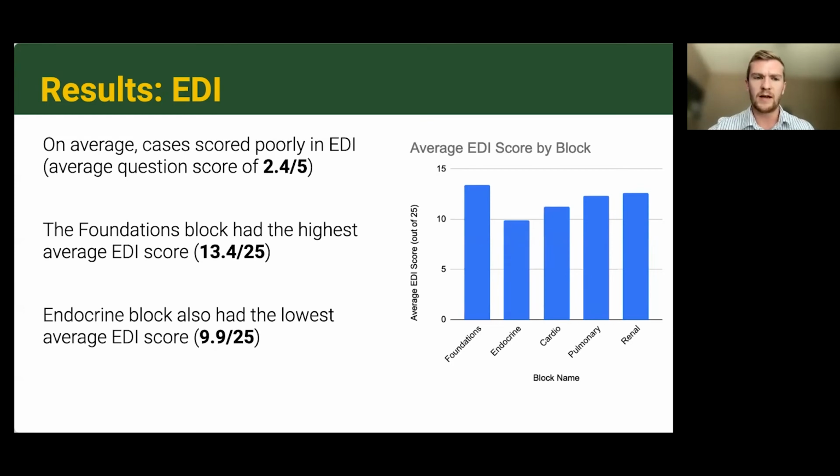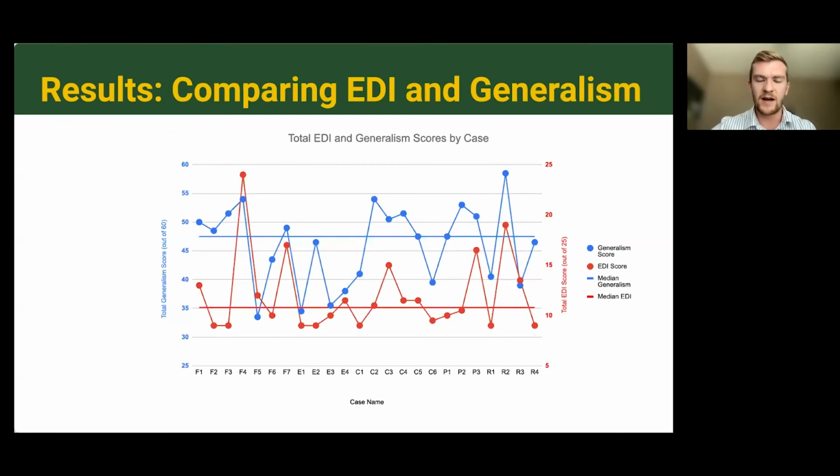Then again, we broke down the cases by block. So Foundations block had the highest EDI score of 13 out of 25. And this isn't surprising, as Foundations tries to introduce a little bit of everything into medicine, including topics very relevant to EDI. But again, endocrine had the lowest average EDI score with 9.9 out of 25. Next slide, please.